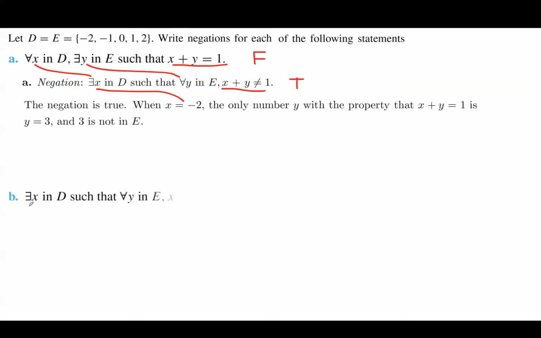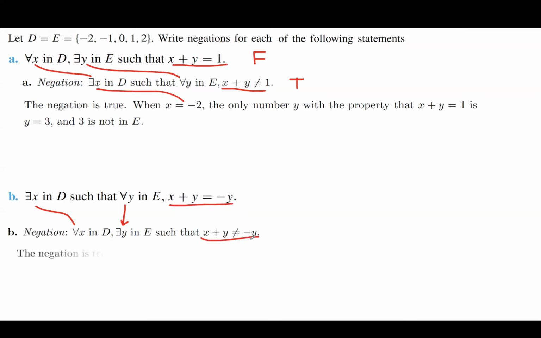B: there is an x in D such that for any y in E, x plus y equals -y. Its negation: the negation of existential is universal, so for any x in D, the negation of universal is existential, such that you negate the predicate, x plus y is not equal to -y. In this case also, the negation is a true statement.